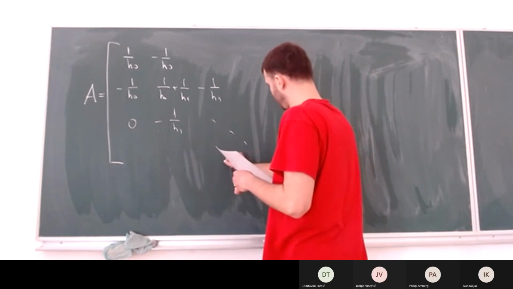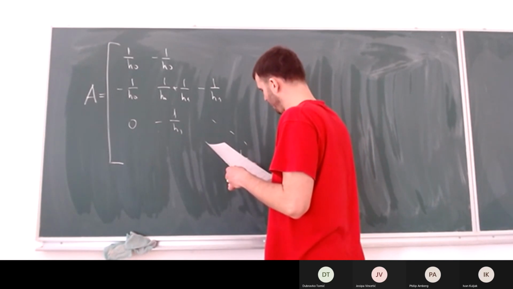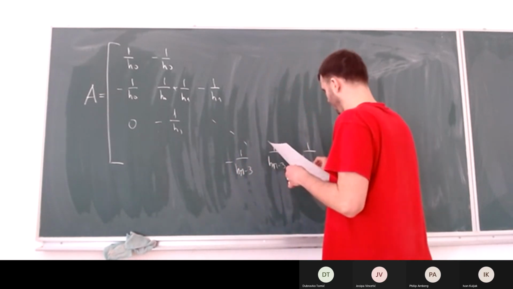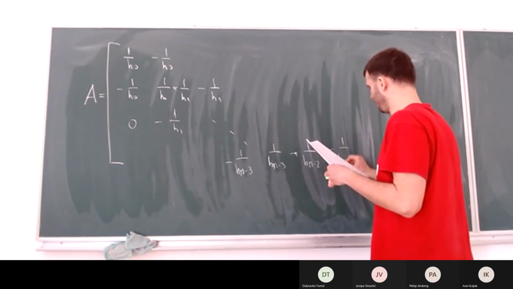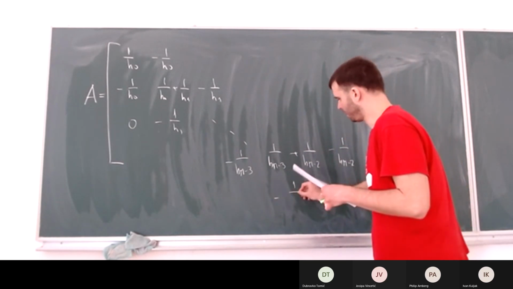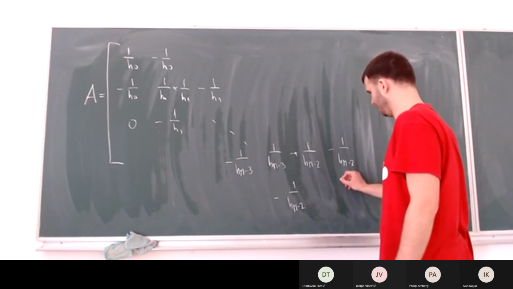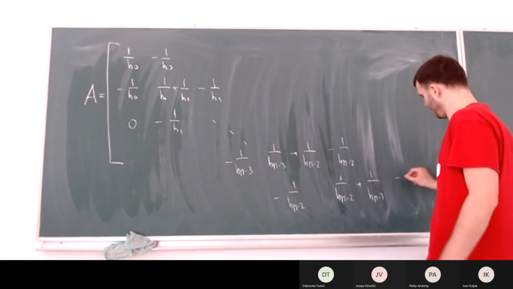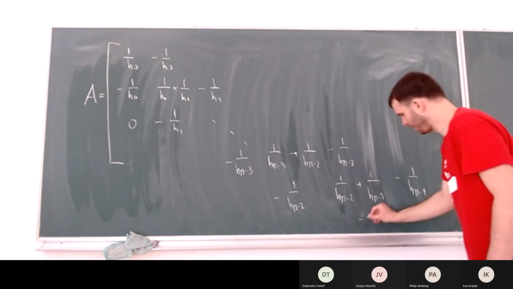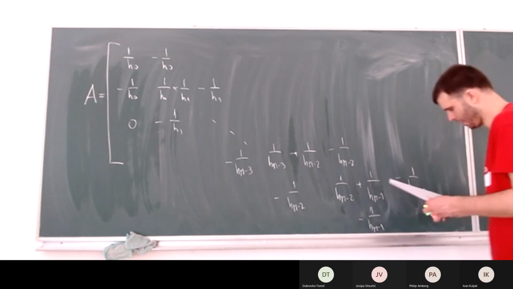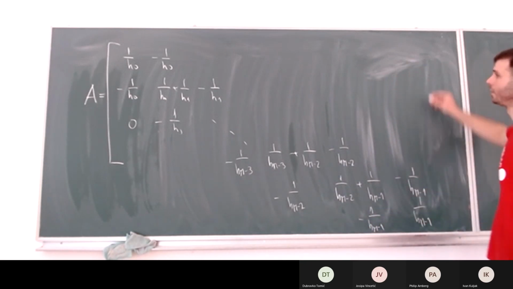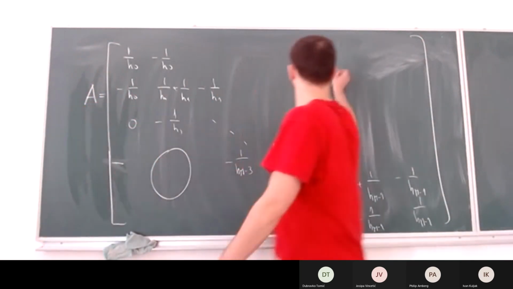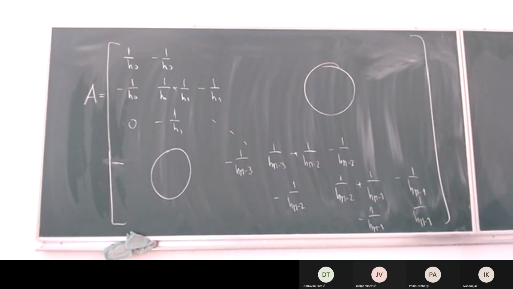So here we have minus 1 over Hn minus 3, 1 over Hn minus 3 plus 1 over Hn minus 2, minus 1 over Hn minus 2, minus 1 over Hn minus 2, so this is 1 over Hn minus 2 plus 1 over Hn minus 1, minus 1 over Hn minus 1, minus 1 over Hn minus 1, and 1 over Hn minus 1. So this is our global matrix. All other coefficients are equal to 0.